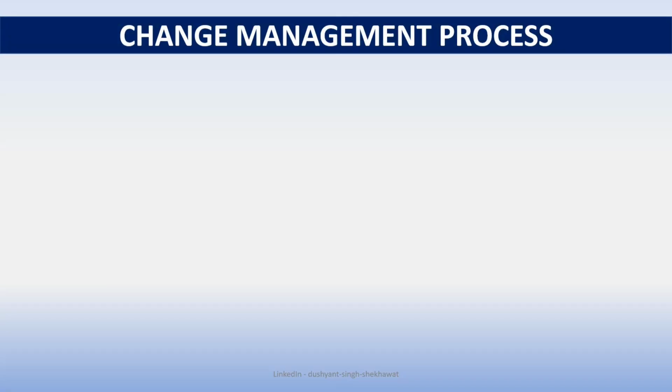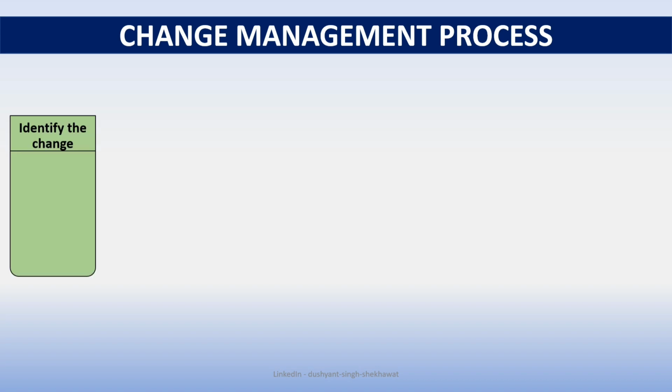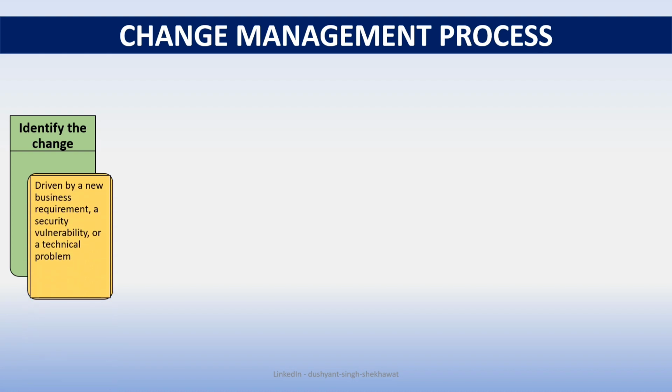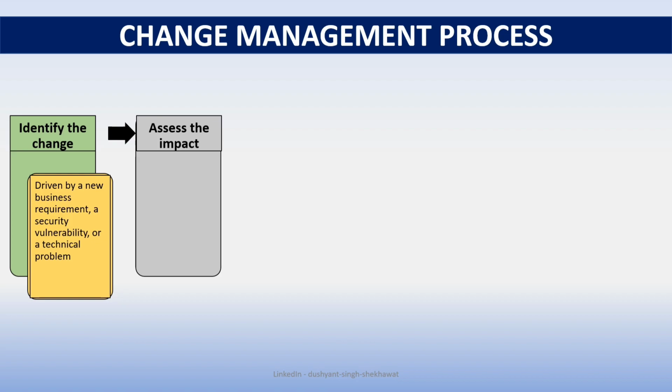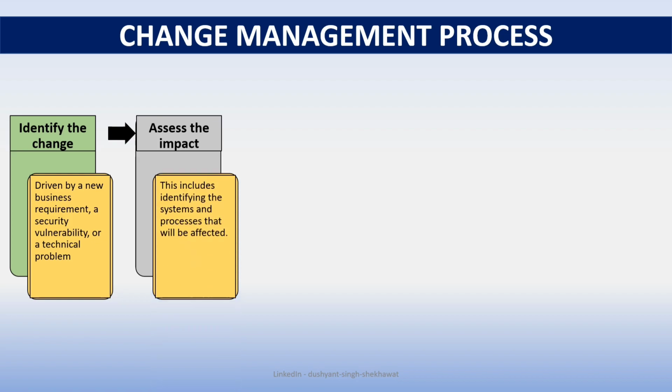So what are the steps and process for change management? First, we have to identify the change, which may be driven by a business requirement or a security vulnerability or a technical problem. Why we require this change? First, we have to identify that factor. Once we have identified, then we need to assess the impact of that change, which includes identifying the systems and processes which will be affected.